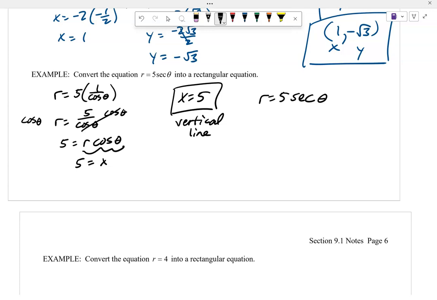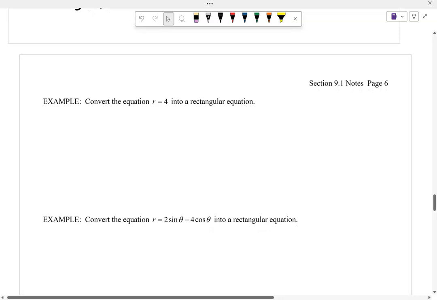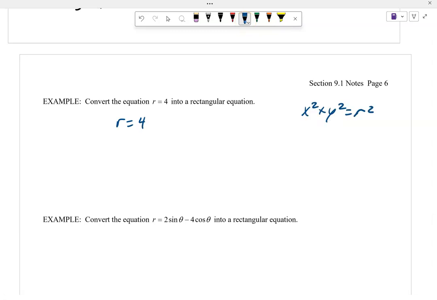Now let's look at this next one. Convert r equals 4 into a rectangular equation, r equaling 4. Again, remember x squared plus y squared equals r squared, right? So let's go ahead and square both sides. And now I got r squared. Well, I know r squared is x squared plus y squared. Remember, I'm trying to put it in terms of x and y. So I get x squared plus y squared equals 16.